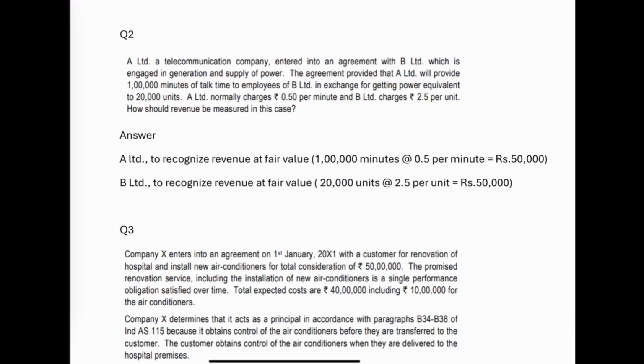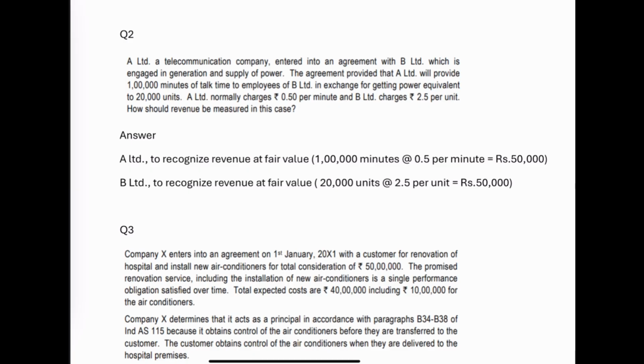We'll move to the second example. Here A Limited is a telecommunication company that entered into an agreement with B Limited, which is engaged in generation and supply of power. The agreement provides that A Limited will provide 100,000 minutes of talk time to employees of B Limited in exchange for getting power equivalent to 20,000 units. So this is also a kind of non-monetary consideration. A Limited normally charges 50 paise per minute and B Limited normally charges 2.5 rupees per unit of power. So how should the revenue be recognized by both of them?